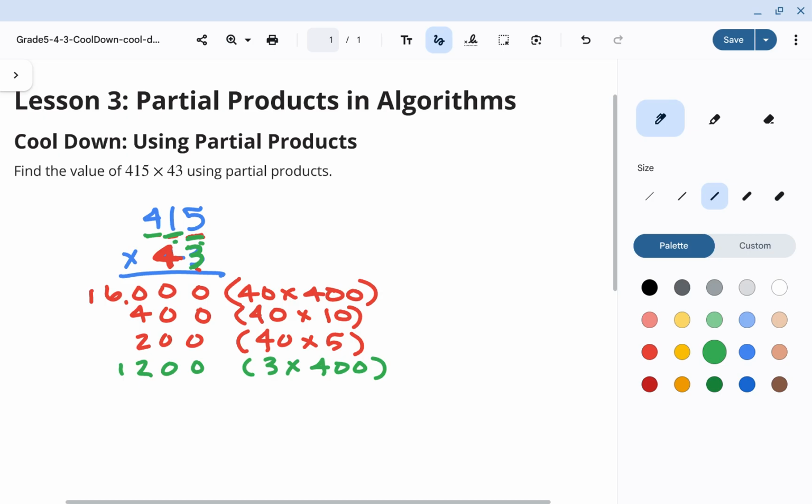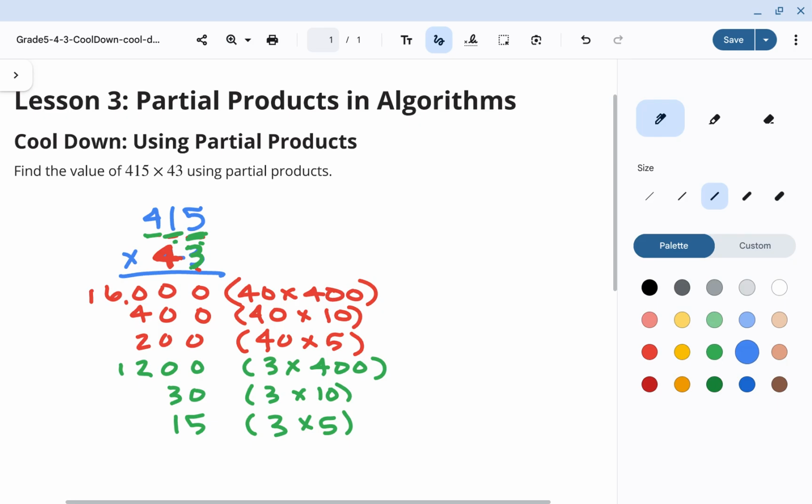Now I'm going to be taking my 3 times this 1, which is really 3 times 10. Now 3 times 10 is 30. The last thing that I need to multiply my 3 by is this 5. 3 times 5 gives me an answer of 15, and there are no zeros outside that basic fact.